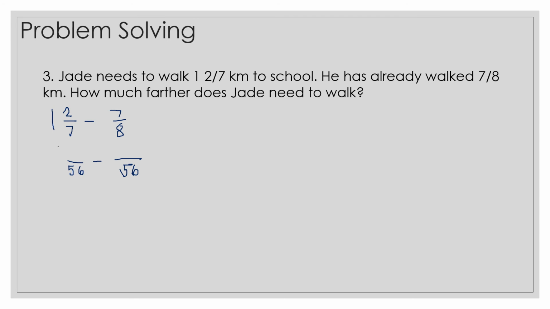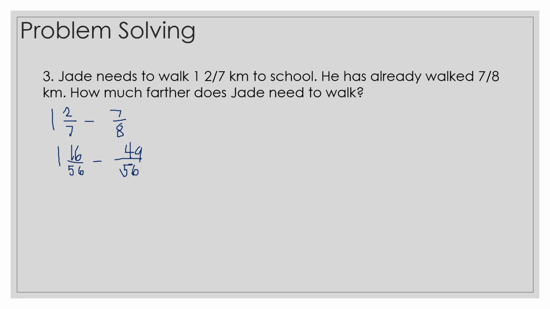We need to copy 1. Next, 56 divided by 7 is 8. 8 times 2 is 16. Therefore, 2 7ths can be written as 16 over 56. Next will be 56 divided by 8 equals 7. 7 times 7 is 49. Therefore, 7 eighths can be written as 49 over 56.